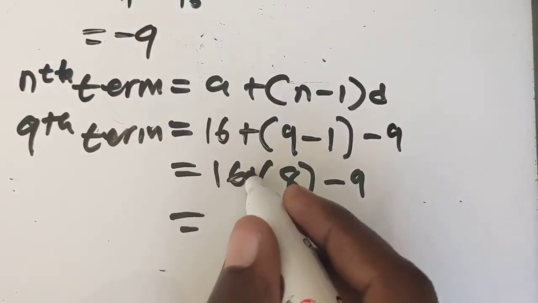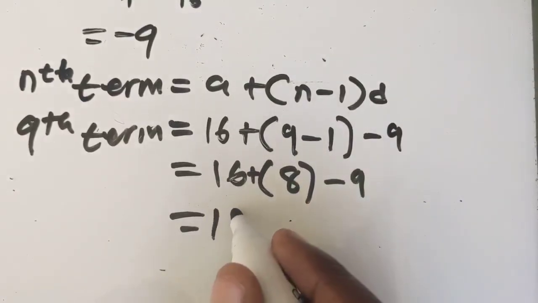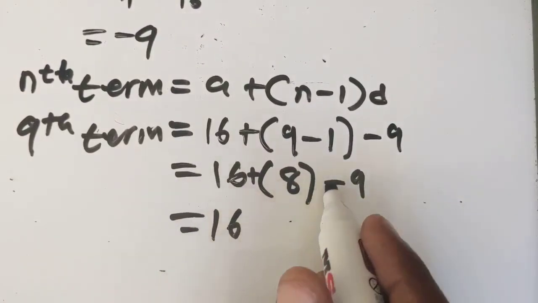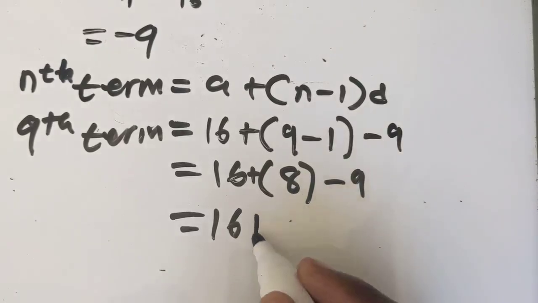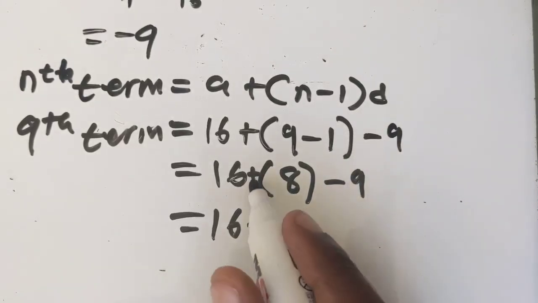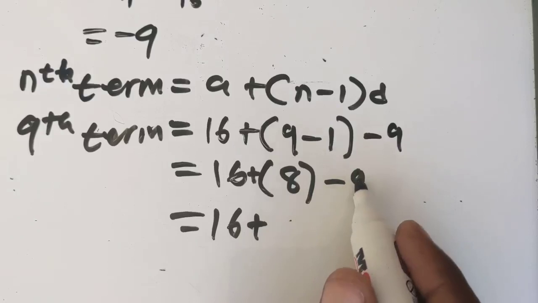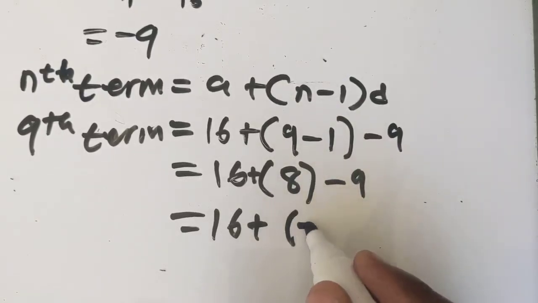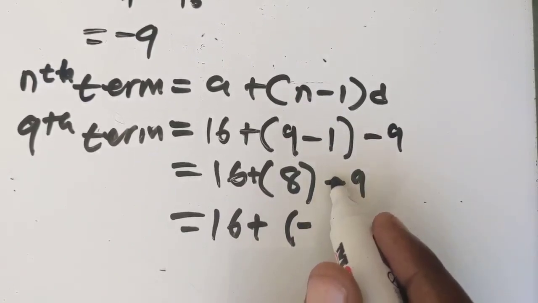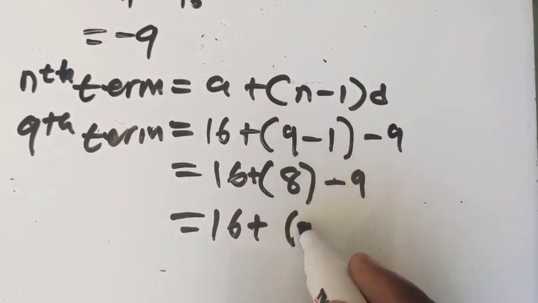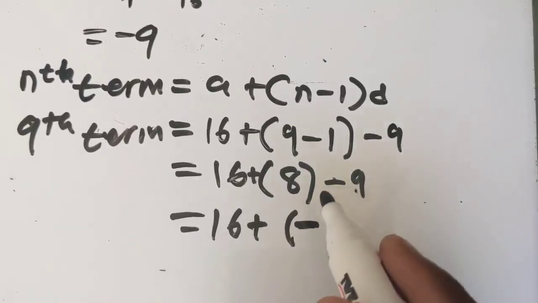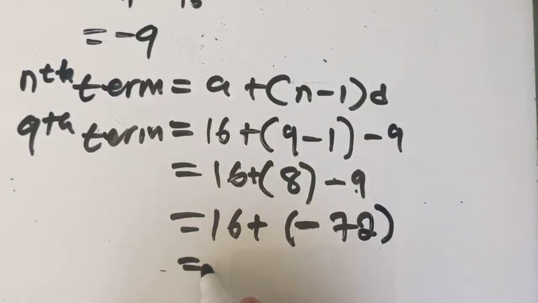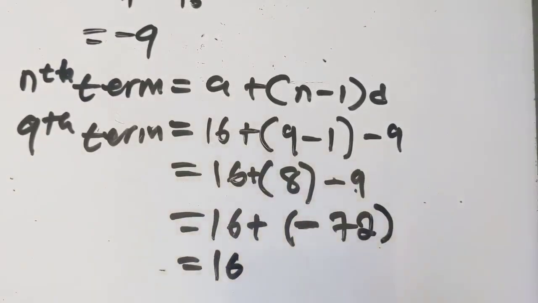Here there is a plus, so negative 9 multiplied by 8. You find that it is negative, since we are multiplying negative times positive, so the answer is negative 72. Now here it is 16, like that.